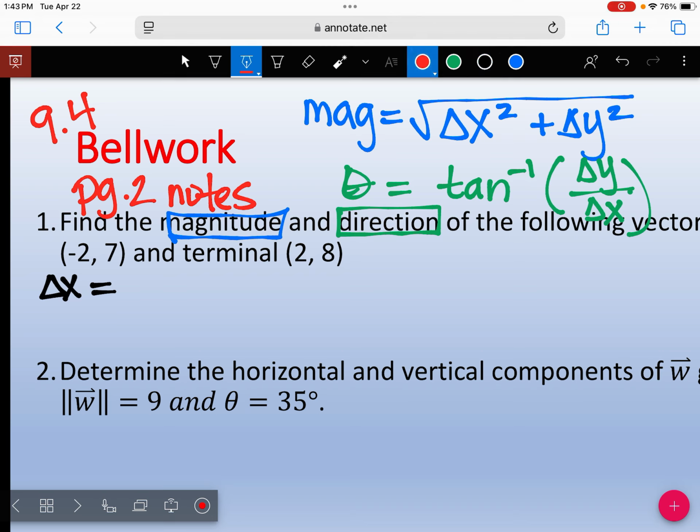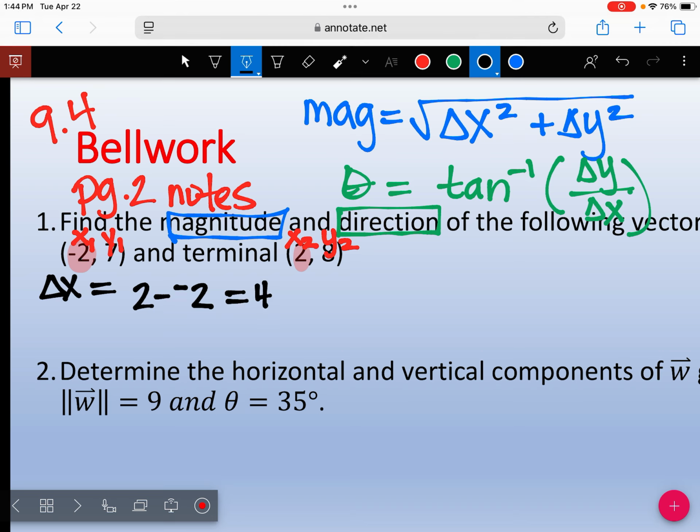So I'm going to label this. This is my x1, y1. This one is my x2, y2. So in order to find the change in x, I'm going to subtract these two numbers. So that would be 2 minus negative 2. So what do you think you get when you take 2 minus negative 2? Anybody know that without a calculator? You get 4 because it changes to addition.